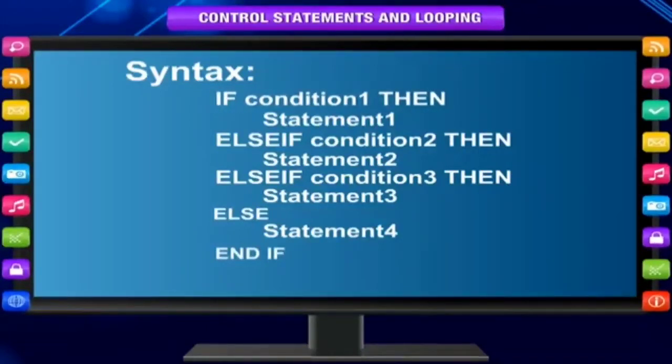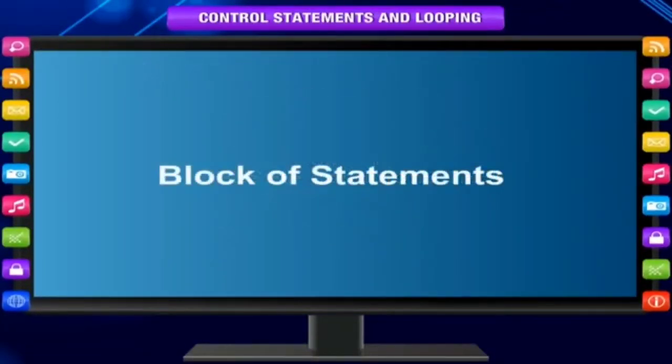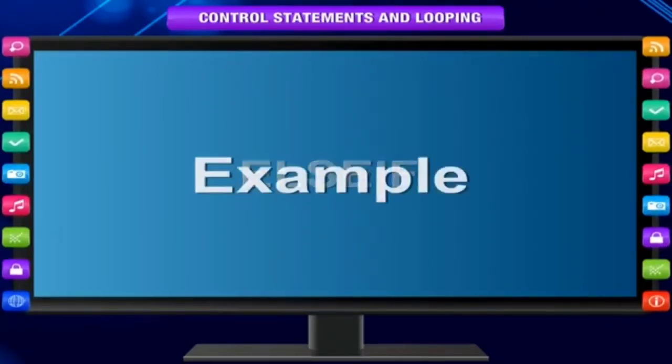If condition 1 is true, statement 1 will be executed and control will go to the statement next to end if. Otherwise, condition 2 will be checked. If true, statement 2 will be executed and control will go to the statement next to end if. Otherwise, condition 3 will be checked. If true, statement 3 will be executed and control will go to the statement next to end if. Otherwise, statement 4 will be executed. You can notice that any one of the statements or blocks of statements is executed. You can have any number of else-if statements.